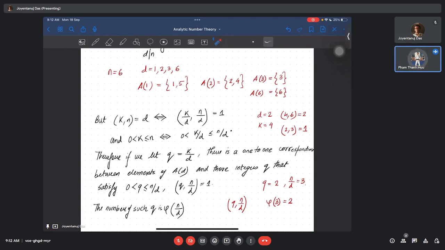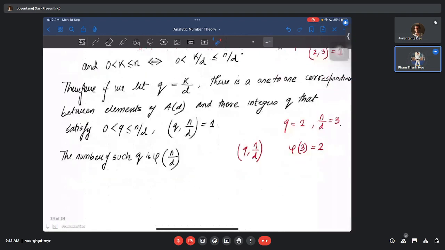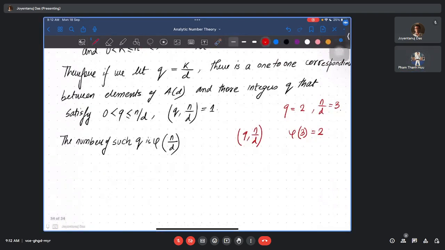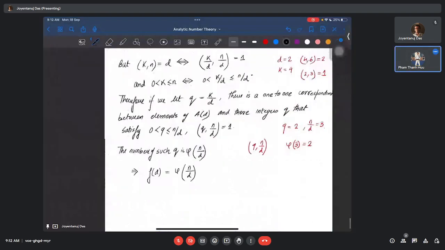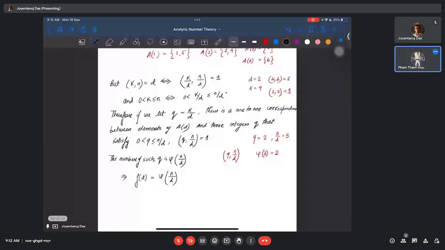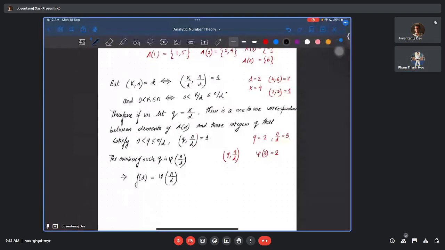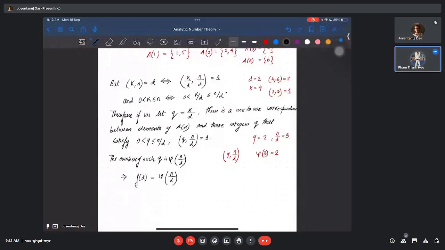So from here the conclusion is that f of d is nothing but phi of n by d. So that is what we wanted to show.